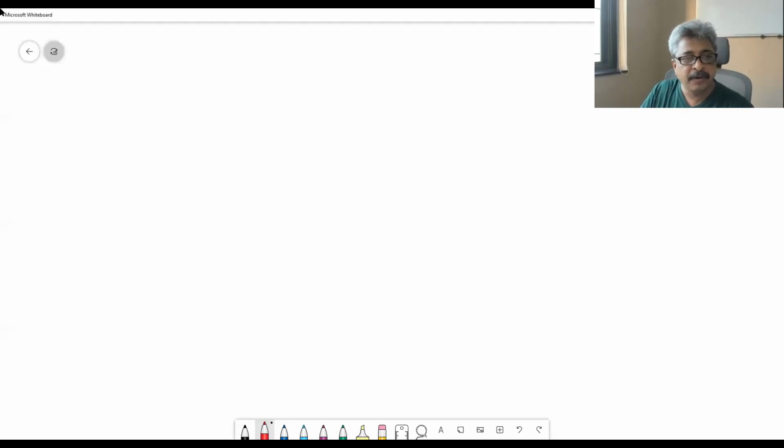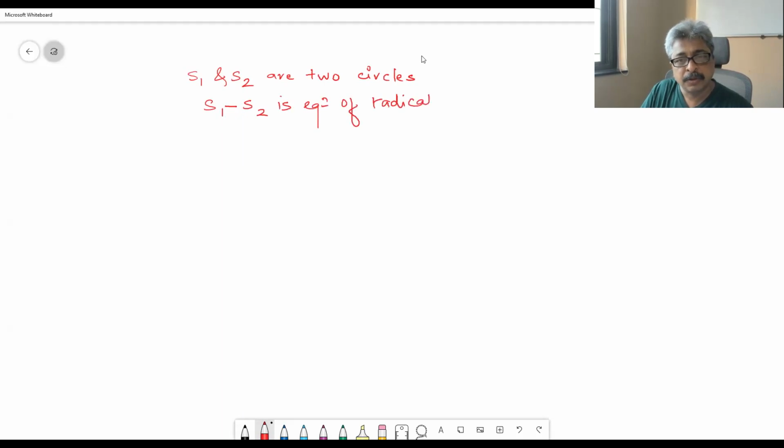Radical axis is defined, and if S1 and S2 are two circles, then S1 minus S2 is the equation of the radical axis. But let us calculate it in linear xy form.